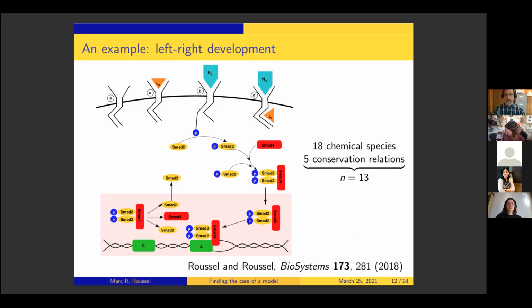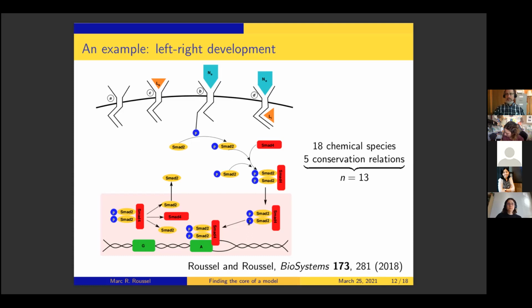And in particular, that complex activates the transcription of nodal. So there's a positive feedback loop here where nodal binds to a cell surface receptor, and then it activates transcription of itself. But it also activates transcription of another protein called lefty.